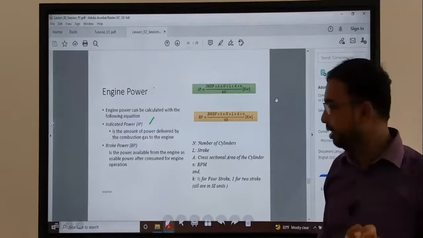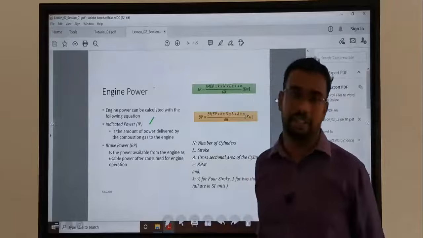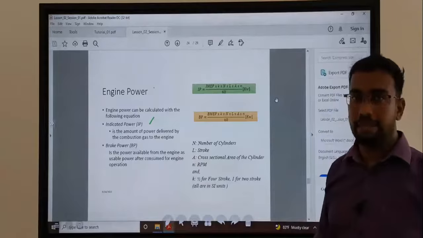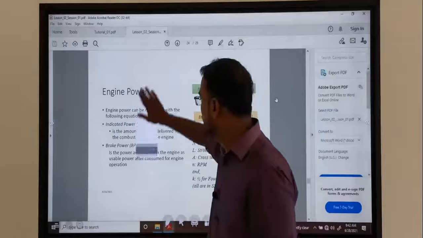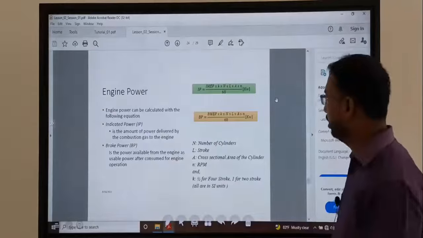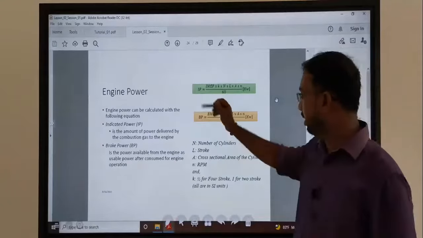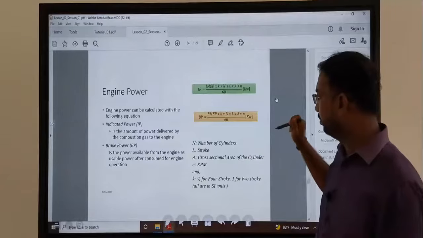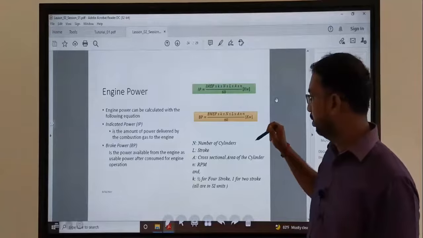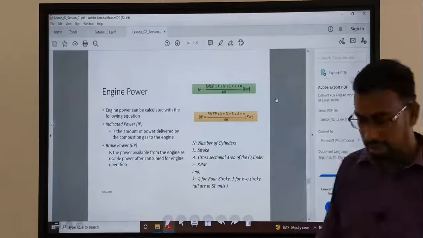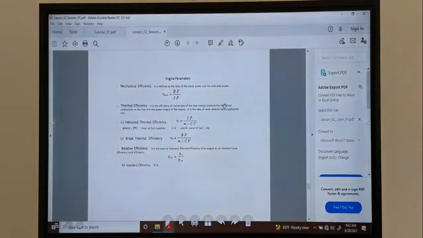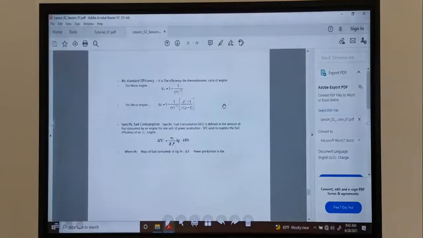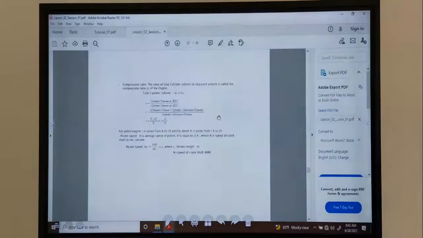So actually the engine power means brake power. It is the final power the engine can produce to the outside, from the engine to outside. So that is called brake power. Here this is indicated power and this is brake power. These are the equations, I will tell later what they are. So these are some engine parameters. First we start the question, then you can understand clearly.